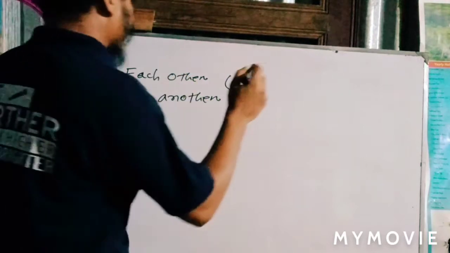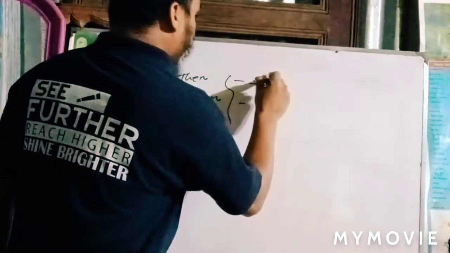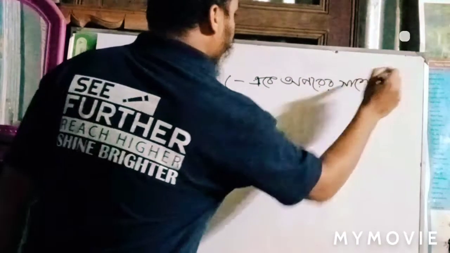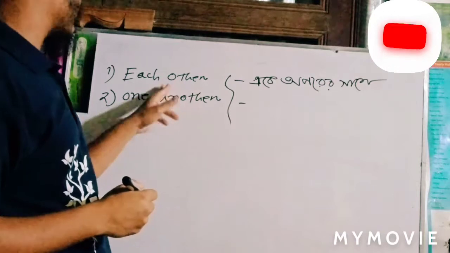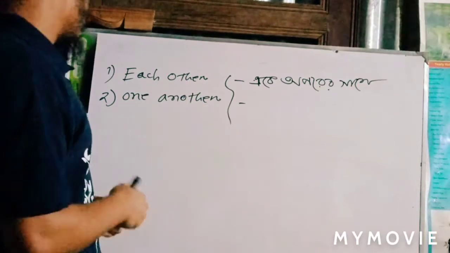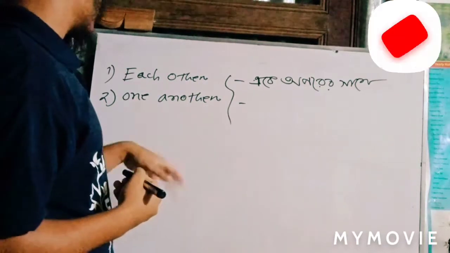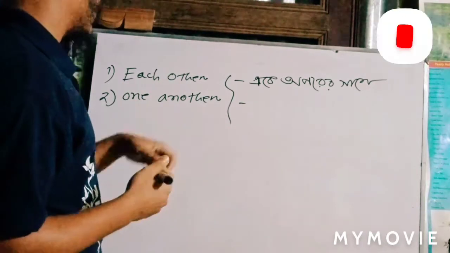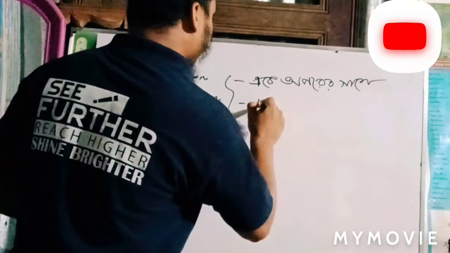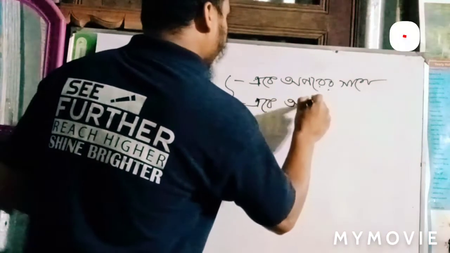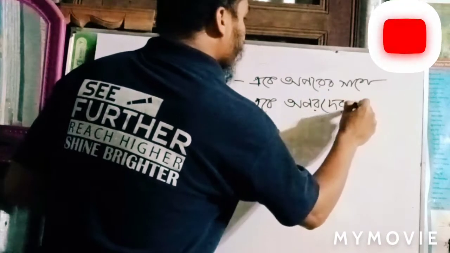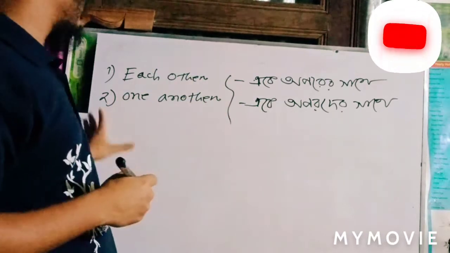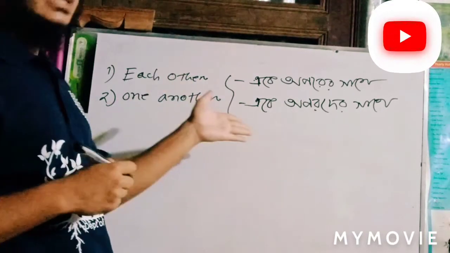Okay, each other means একে অপরের সাথে, একে অপরের সাথে. Each other means একে অপরের সাথে. And another is one another. So what does it mean by one another? Let's know the meaning of this word, one another: একে অপরদের সাথে, একে অপরদের সাথে. Okay, we have known the meaning of these words. Both of them express the same meaning in English.